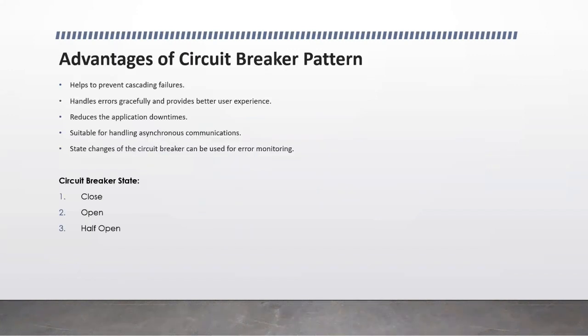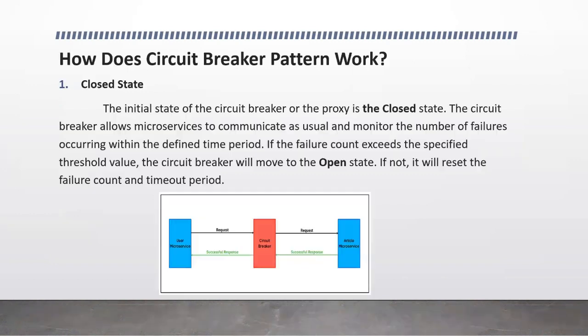Okay, let's see what are the advantages of circuit breaker. It helps to prevent cascading failures, handles errors gracefully, provides better user experience, reduces the application downtime, and is suitable for handling asynchronous communications. State changes of circuit breaker can be used for error monitoring. So these are the advantages. And as I mentioned, we have states in the circuit breaker. Those are closed, open, half open. So let's go one by one and explore what each state means. Okay, let's go to the next slide.